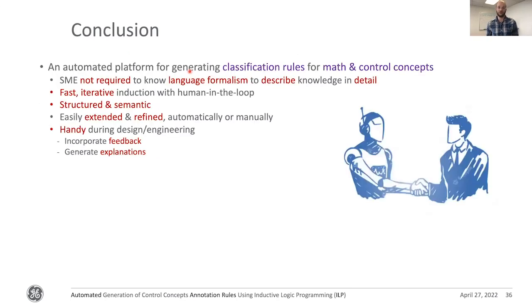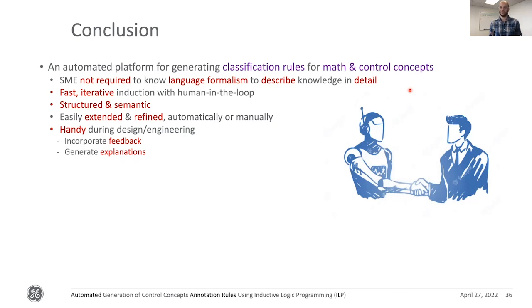As a conclusion, we've presented an automated platform for generating classification rules for math and control concepts in cyber-physical systems. The subject matter expert is not required to know the language formalism and describe the knowledge in detail. They can just select examples, as we've shown. It's a fast and iterative induction with a human in the loop, so it's very efficient and useful. It's structured in semantics, so it makes it easy for machines and for humans to understand and read what's going on. It's easily extended and refined.